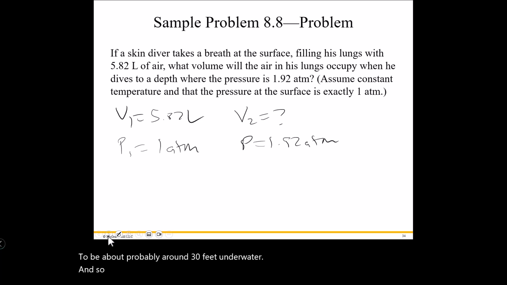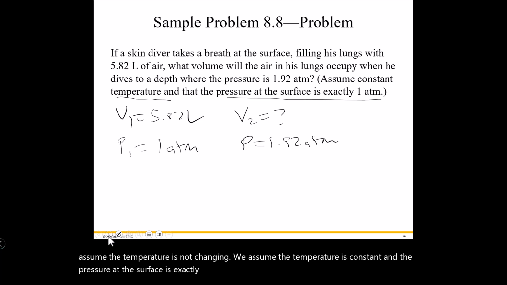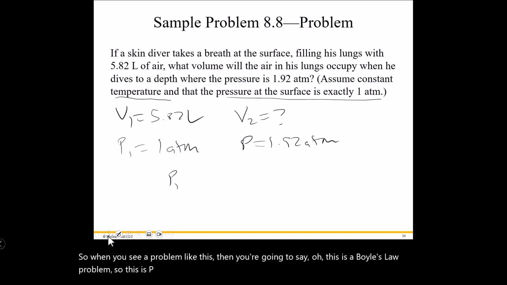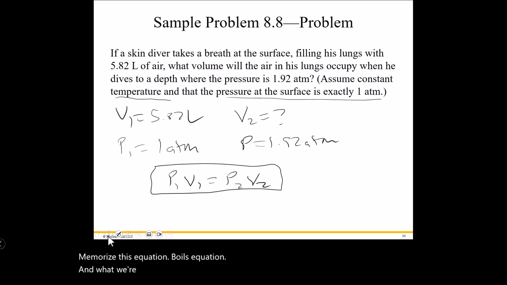And so you can tell this is not an ideal gas equation. We don't have n, we don't have T. We assume the temperature is not changing. We assume the temperature is constant, and the pressure at the surface is exactly 1 atmosphere. So when you see a problem like this, you're going to say, oh, this is a Boyle's law problem. So this is P1 times V1 equals P2 times V2. You need to memorize that equation. Memorize this equation, Boyle's equation. And what we're solving for is V2, so V2 equals P1 times V1 over P2.